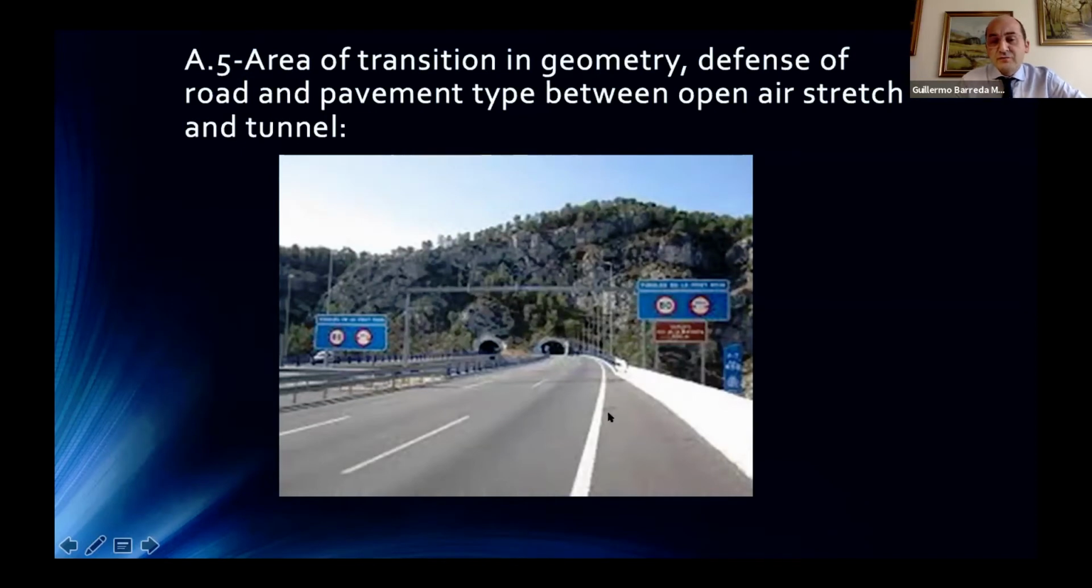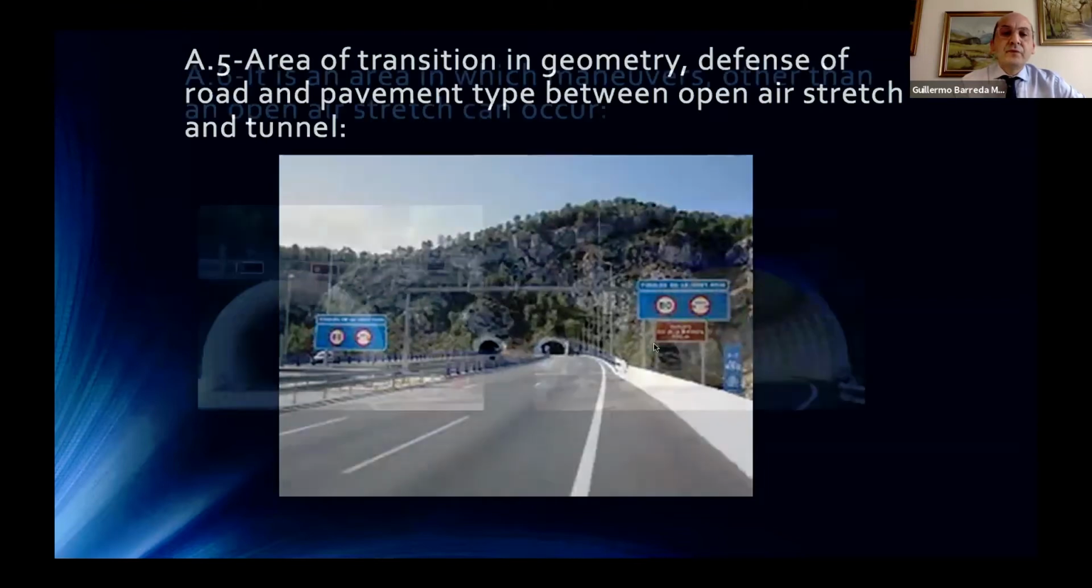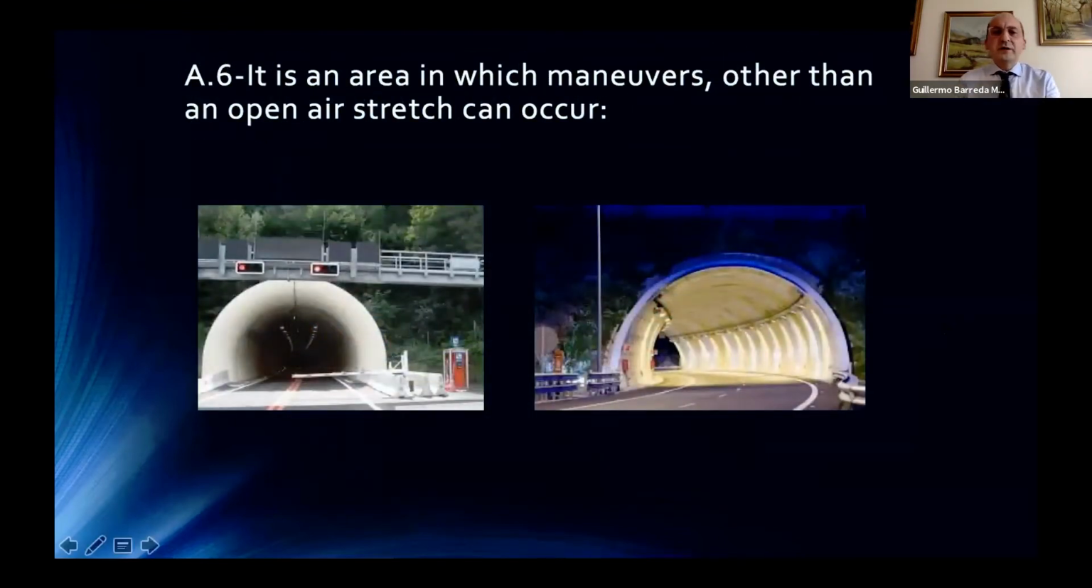The transition, as we can see here, is that there is a hard shoulder of around 2 meters, 2 meters 50, and it changes to a hard shoulder strip here, narrower. It is the same in the median hard shoulder, and for sure it will be different inside the tunnel. So the geometry is changing over maybe 200 meters until we reach the tunnel. It is also an area in which maneuvers other than in an open air stretch can occur.